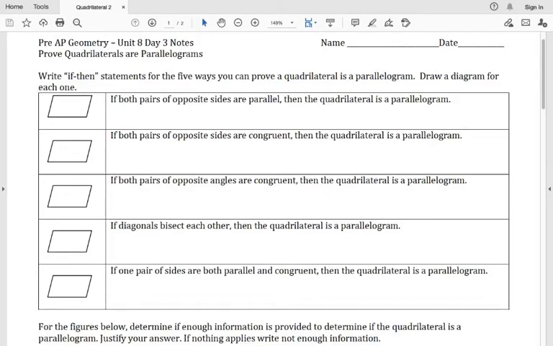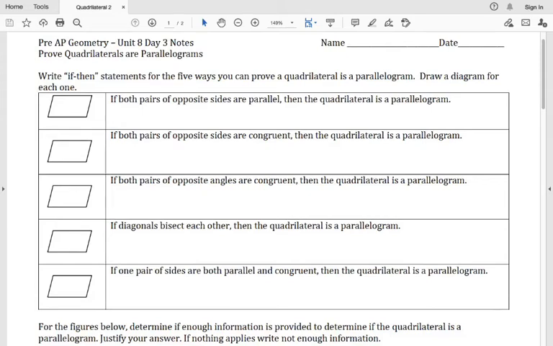Hey guys, today we're going to do notes over how to prove that a quadrilateral is a parallelogram. So we have 5 ways in order to prove that a quadrilateral is a parallelogram. If you can use any of these 5 ways, then you can say that it is a parallelogram.